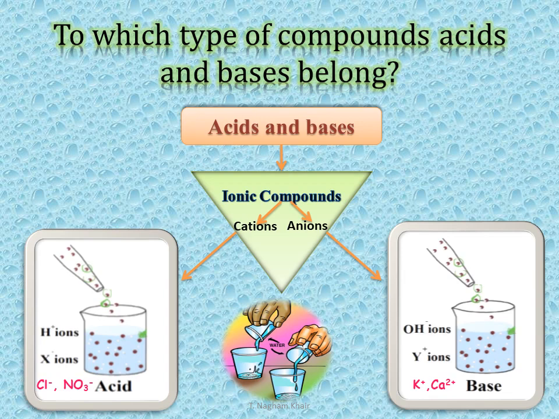So, what identifies an acid? Yes, they are the H+ ions that identify the acid. And what identifies the base? Yes, they are the OH- ions.